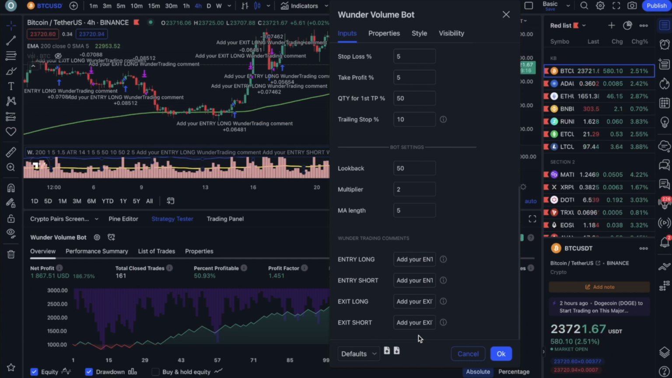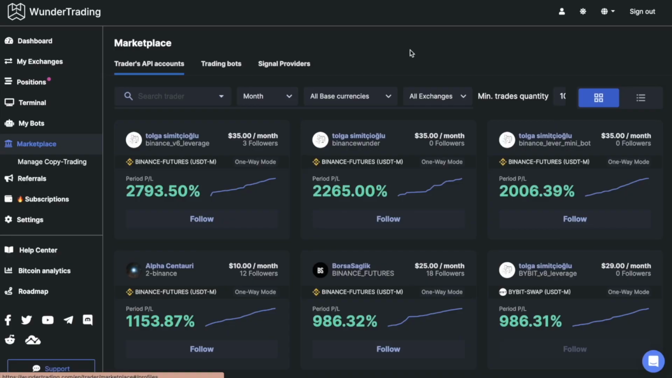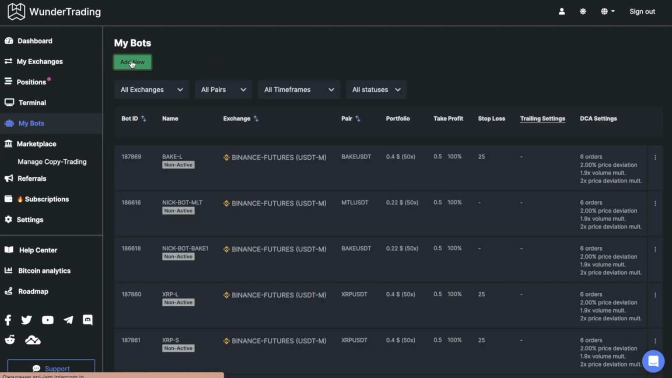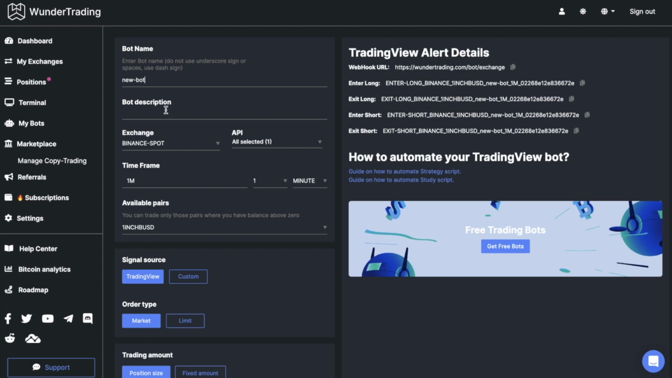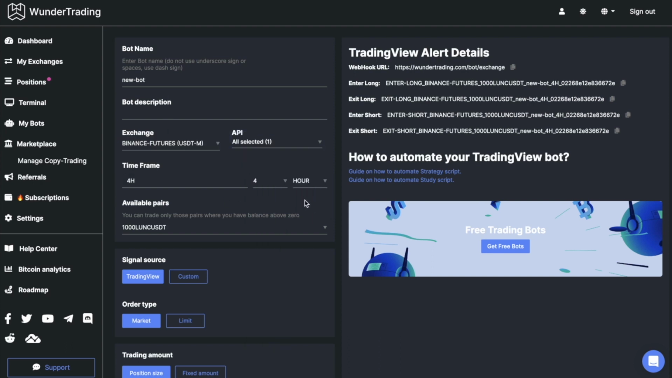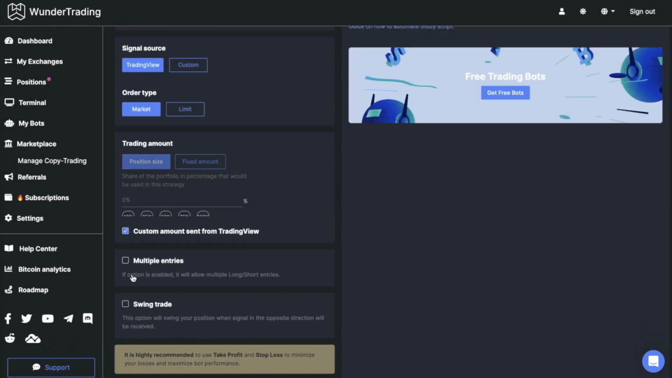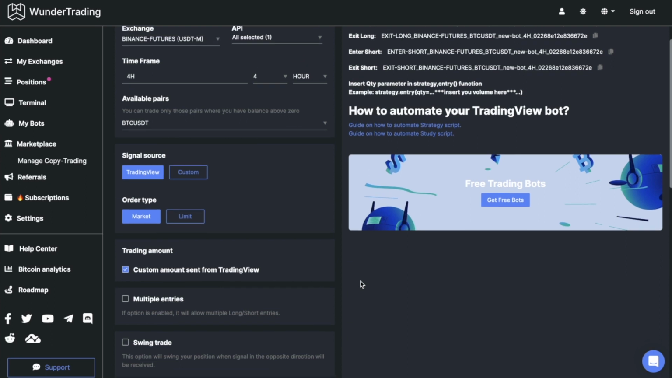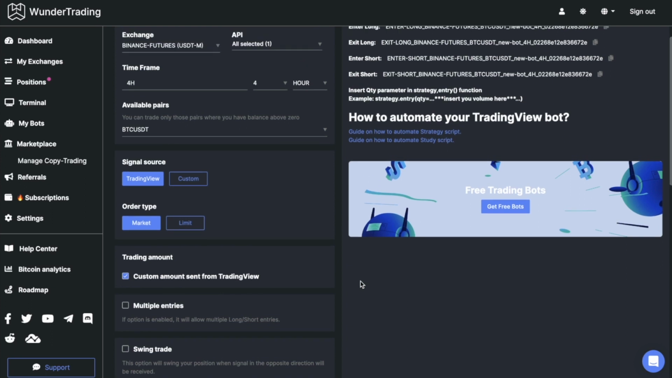Okay, let's automate our strategy and turn it into a trading bot. First of all, we need to switch to the WunderTrading platform. Select the My Bots tab and click Add New. Write down the name of the bot, select your exchange and the API you want to trade with, and select the time frame and pair you plan to trade on. For our strategy, the function, custom amount sent from TradingView, is important, so we will switch it on. We will use it to transfer the volume in dollars for each trade.